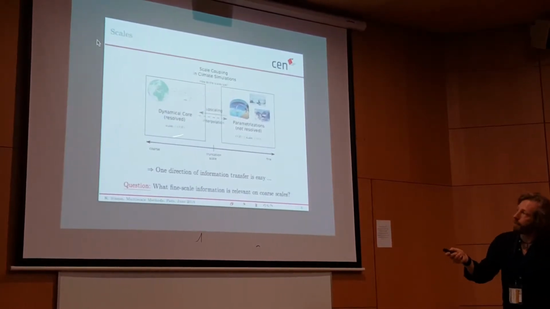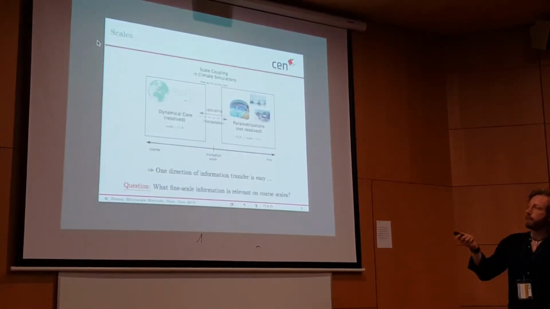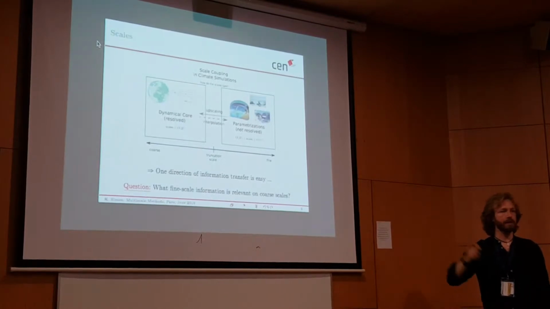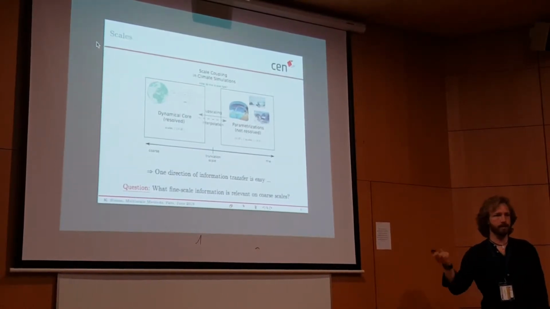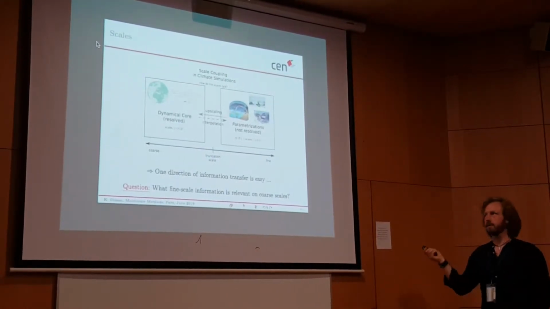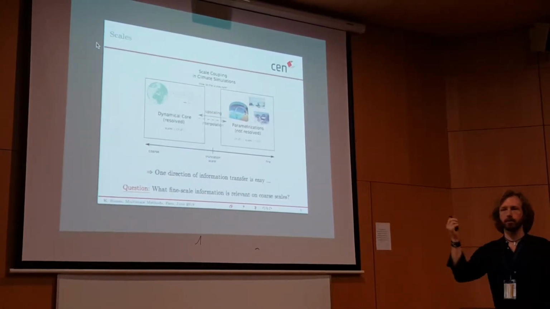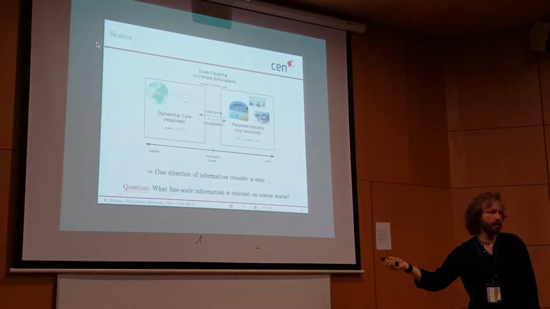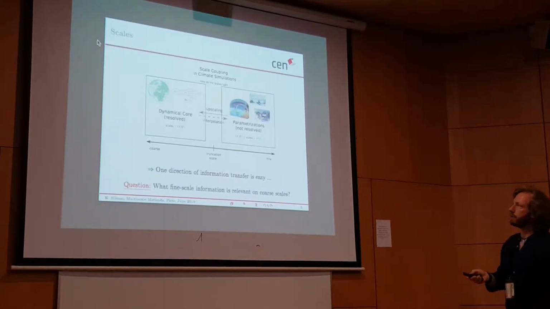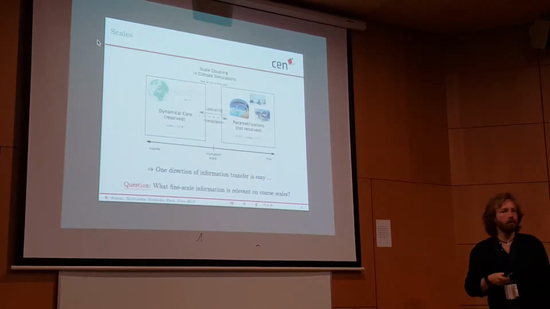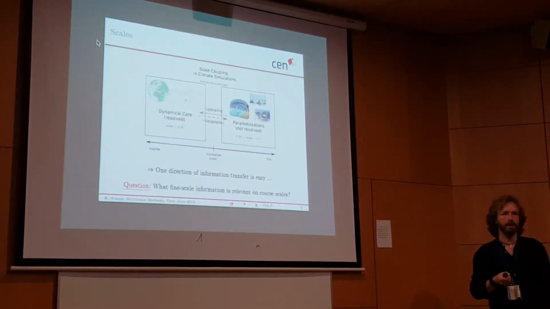Now, if you want to project data from the dynamical core, from the core scales onto the fine scales, that's actually the easy problem. The only thing you can do if you want to go from core scales to fine scales is interpolate, unless you have more prior knowledge. The more difficult question is, suppose I have a bunch of fine scale information. What fine scale information is relevant on the core scales? And that's called the upscaling problem.